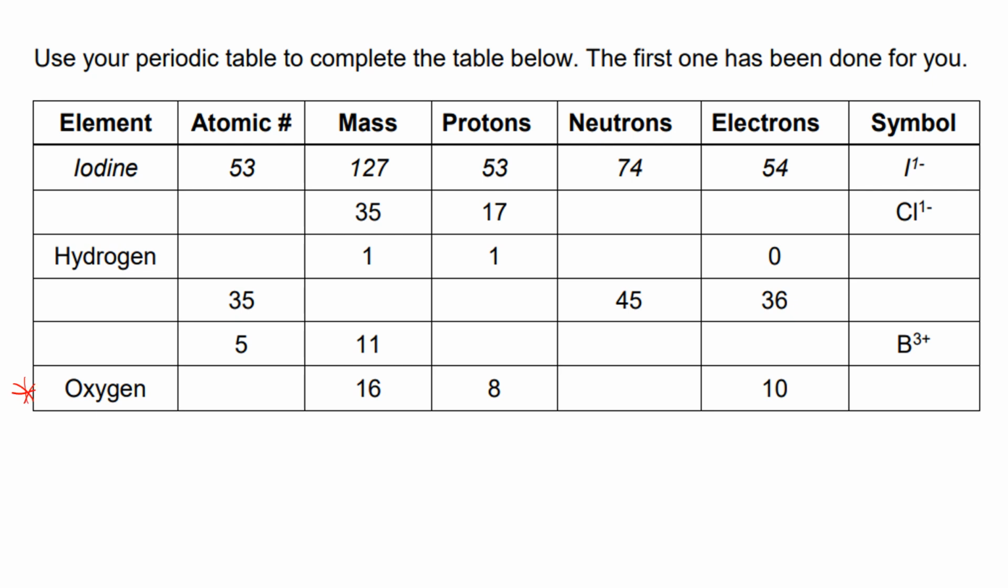So I'll write out the examples here. Oxygen, I'll do one because it's the same thought process. Oxygen here, atomic number is 8. Protons plus neutrons equals mass, so neutrons has to be 8. And electrons is 10. Therefore, oxygen forms a -2 charge, just like we did in the last slide.